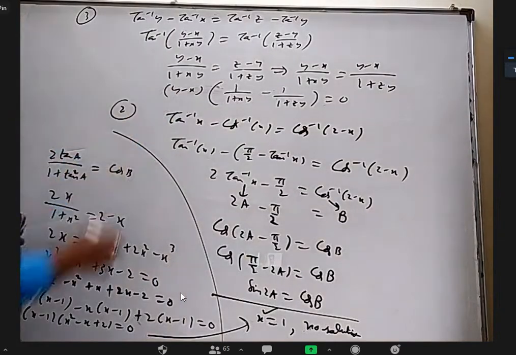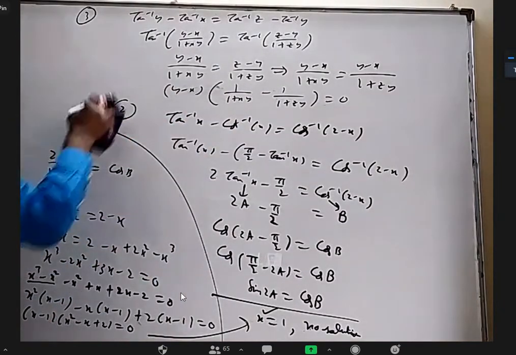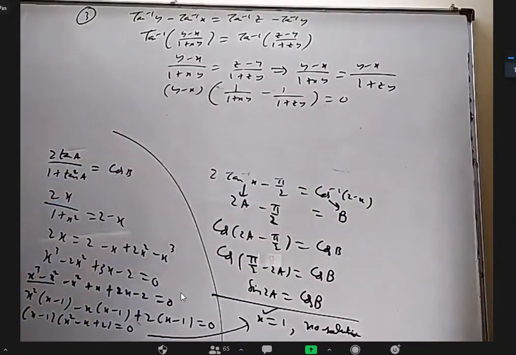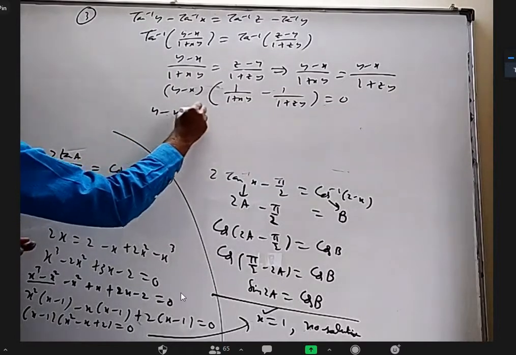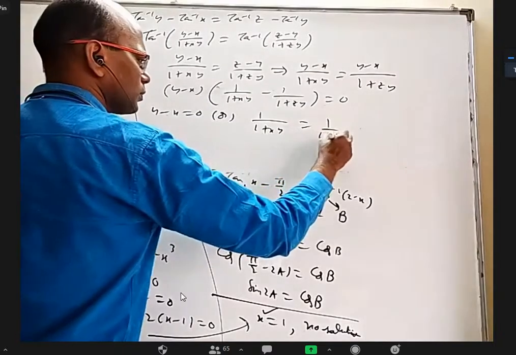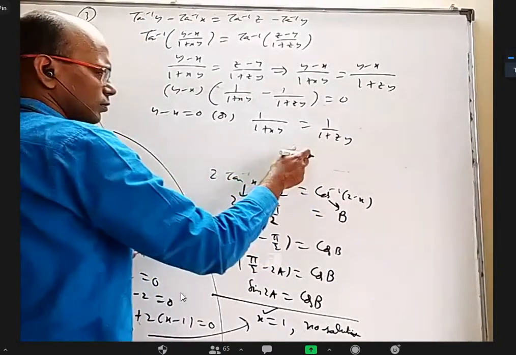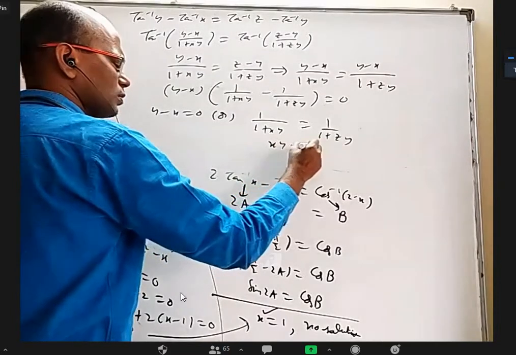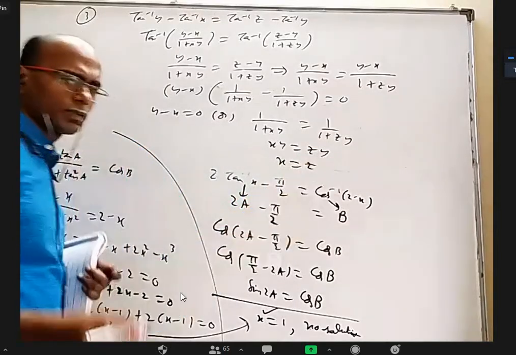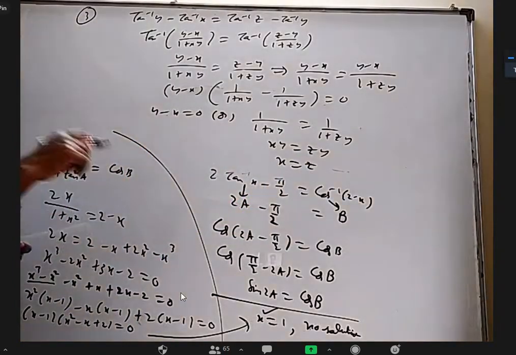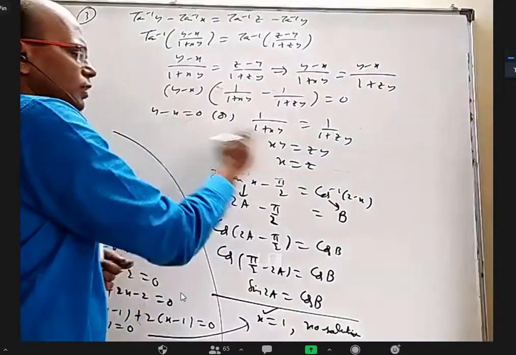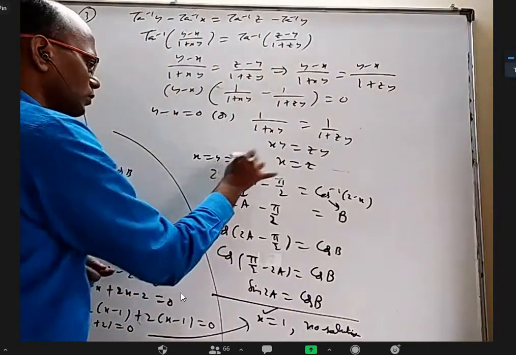This itself will give x equal to y equal to z, or even this also will give the same thing for us. We'll get either y minus x equal to 0, or 1/(1 plus xy) is equal to 1/(1 plus zy). You can cancel the 1 here. You'll get xy equal to zy. y cannot be 0, as given in the question, so x equal to z. So whenever x, y, z are in AP, if two numbers are equal, the third number is equal to that. If first and third, either way, it doesn't matter. Finally, you'll get x equal to y equal to z.